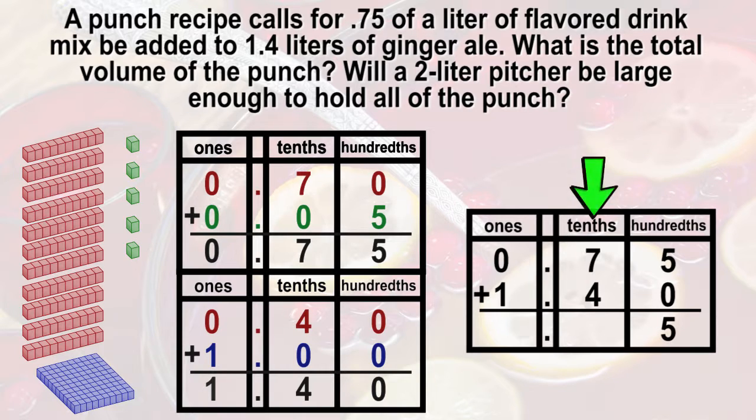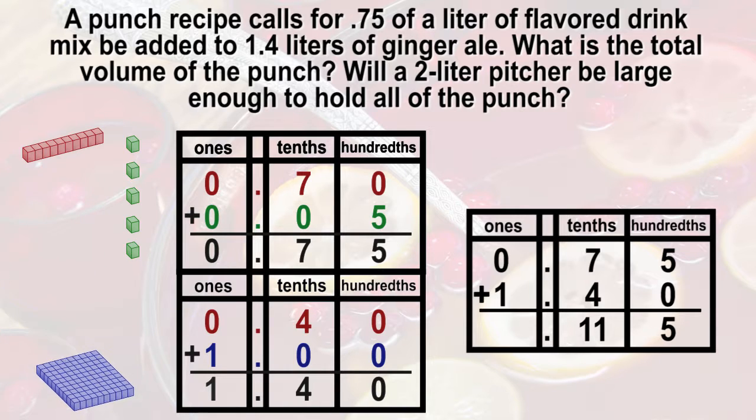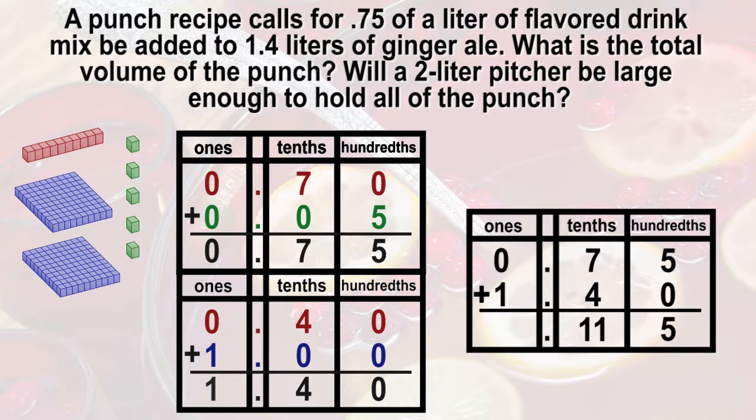In the tenths column, there are 7/10 and 4/10 for a total of 11/10, or 11 rods. Regroup 10 of the rods to make a flat, because 10/10 is one whole. That will leave 1/10. Add that whole to the whole from 1 4/10 to make 2 wholes, or 2 in the ones place. So we have 2 flats, 1 rod, and 5 cubes.